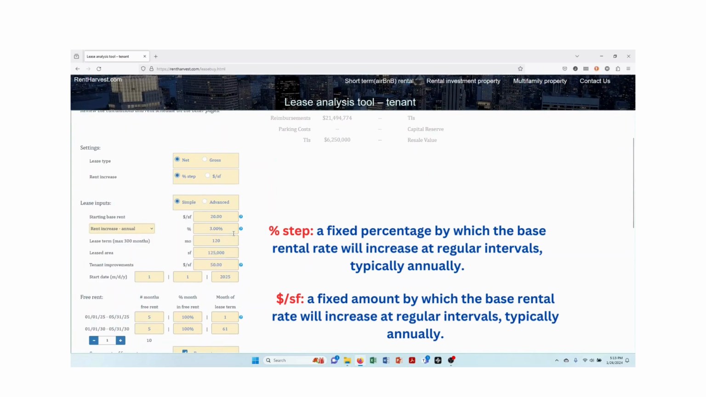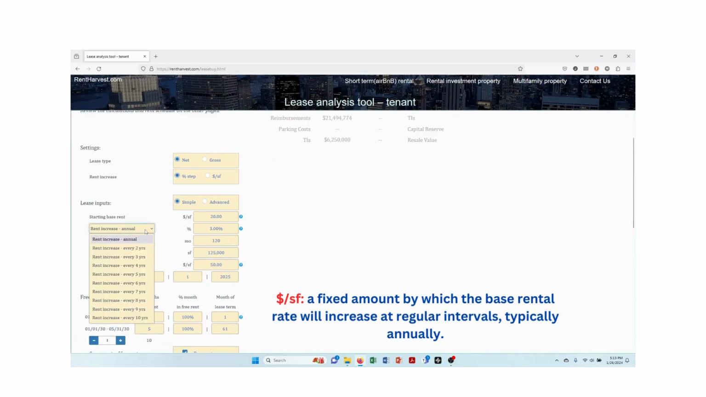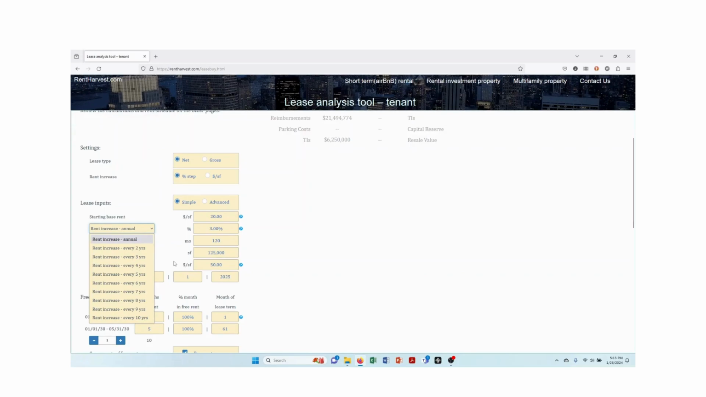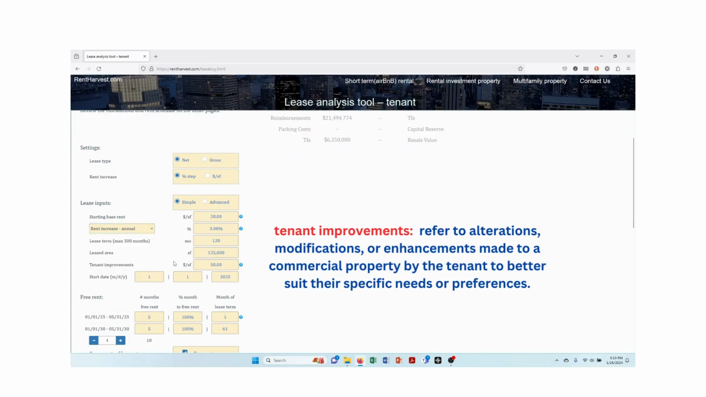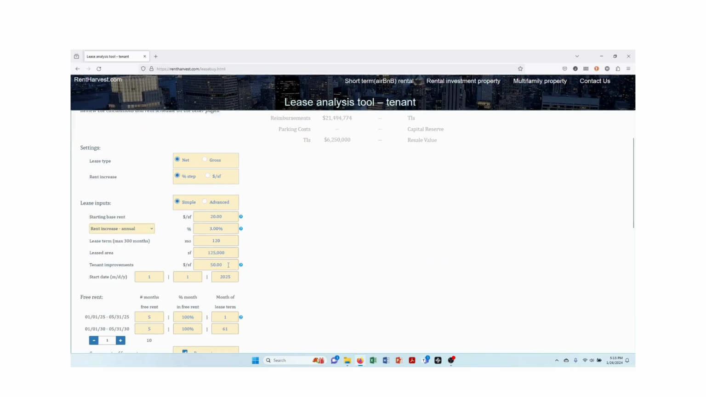Next, we have the lease inputs. Most of these are self-explanatory. However, tenant improvements warrants a bit of coverage. These represent the costs that a tenant pays to improve the space that they are about to lease. Improvements could represent new carpet or paint, for example.